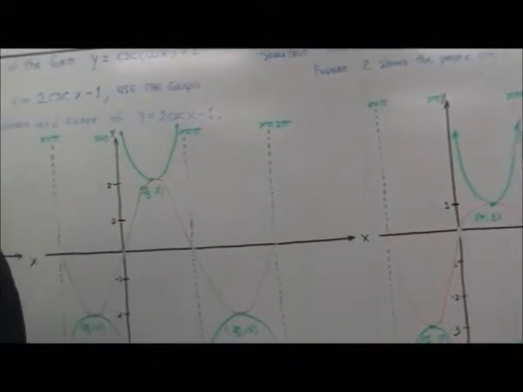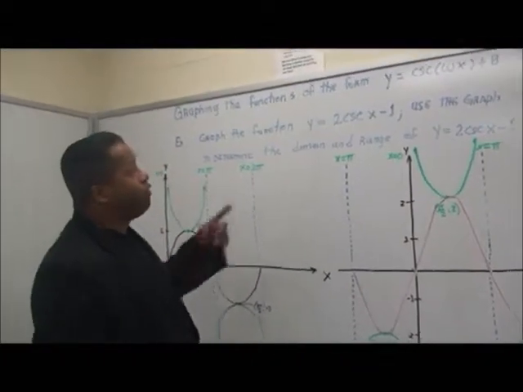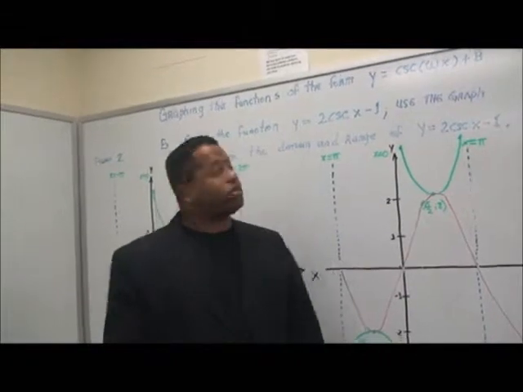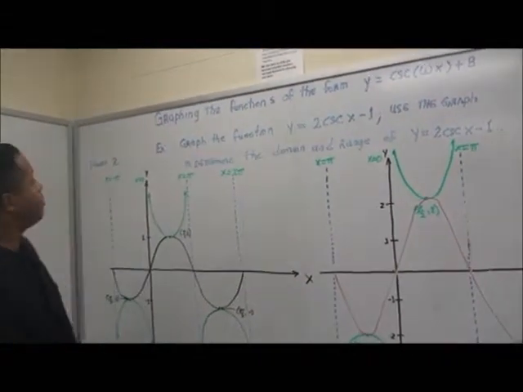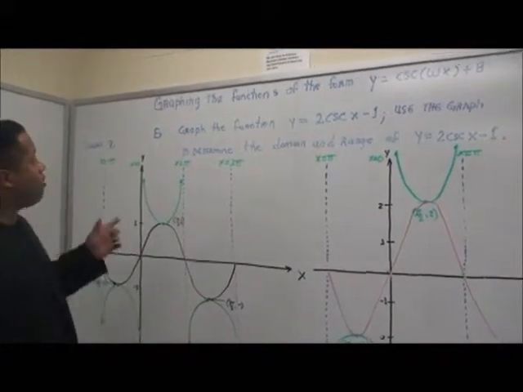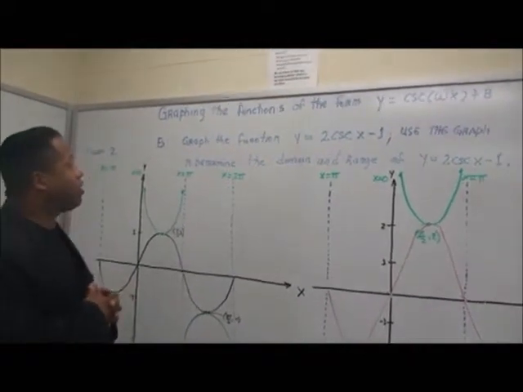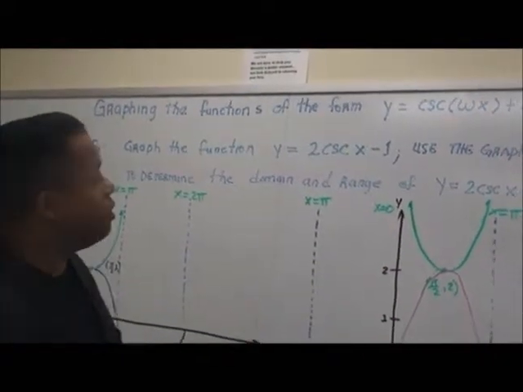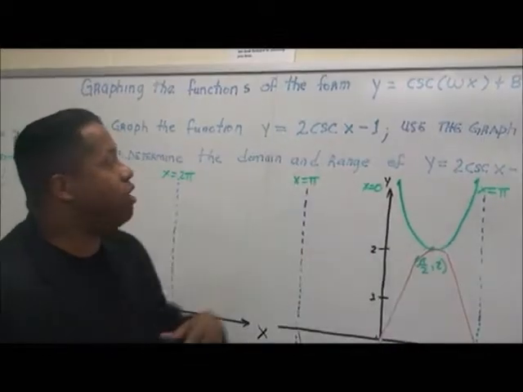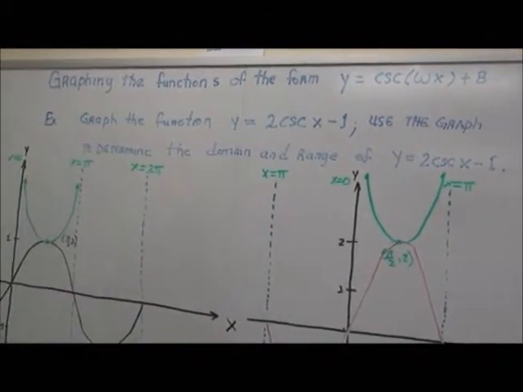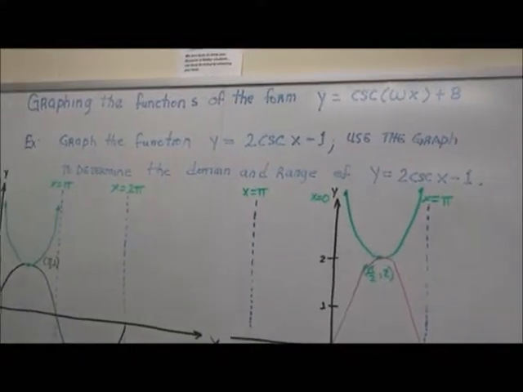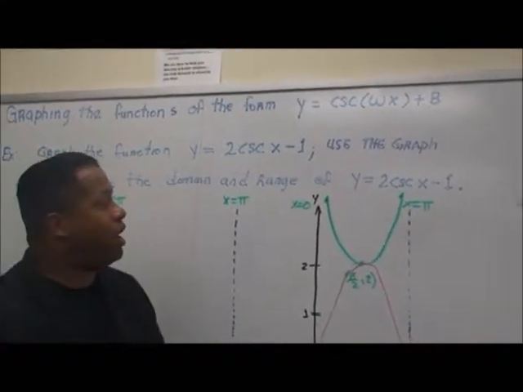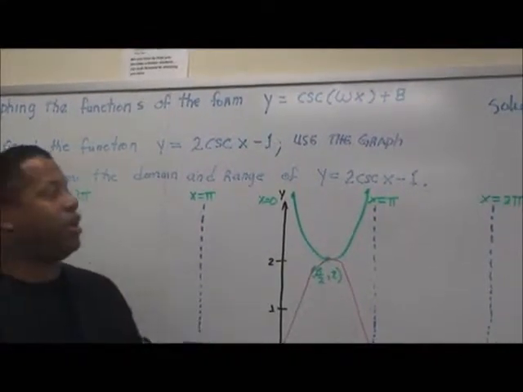We're going to talk about graphing functions in the form of y equals cosecant omega x plus b. Now we have a problem here, in that we want to graph the function y equals 2 times cosecant x minus 1, and we want to use the graph to determine the domain and range of y equals 2 cosecant x minus 1.